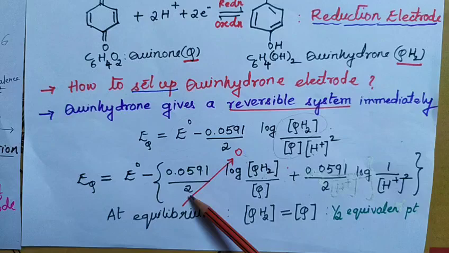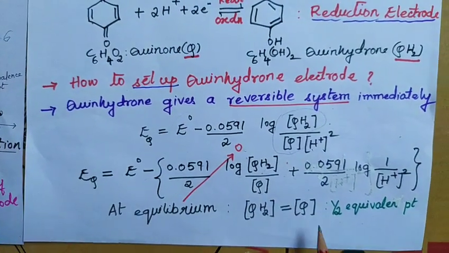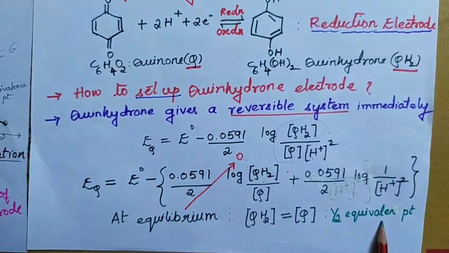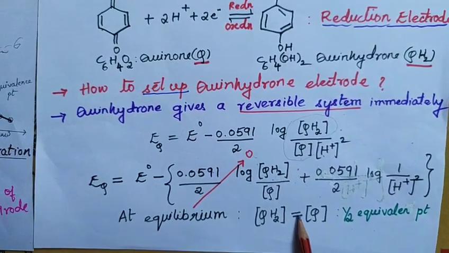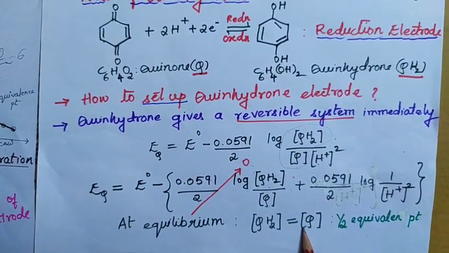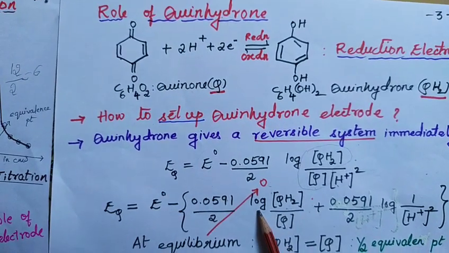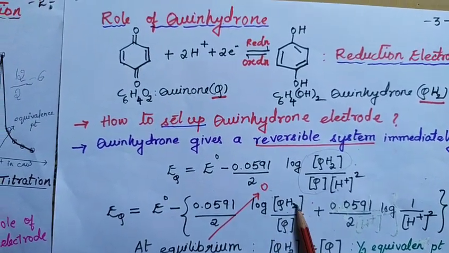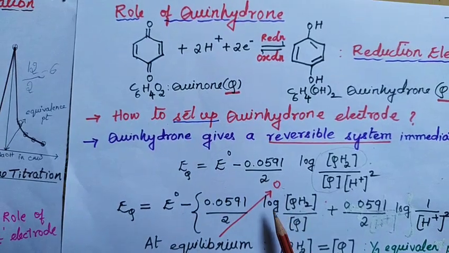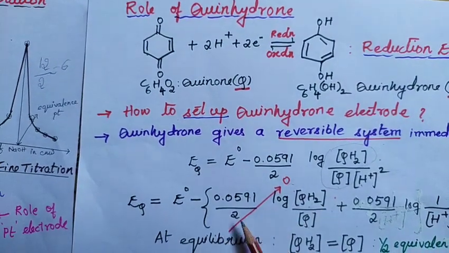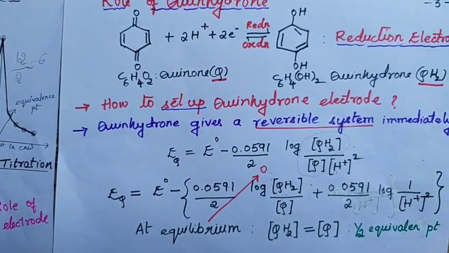And the first term in the equation is equated to 0, because at half equivalence point, the concentration of QH2 is exactly equal to Q. And therefore, since QH2 becomes equal to Q, it becomes log 1, which is 0, so the whole term is equated to 0.